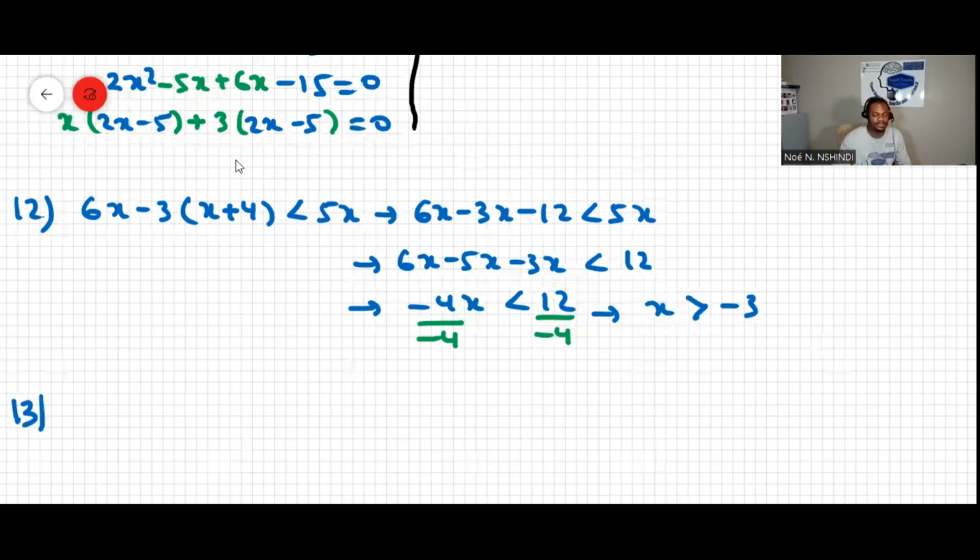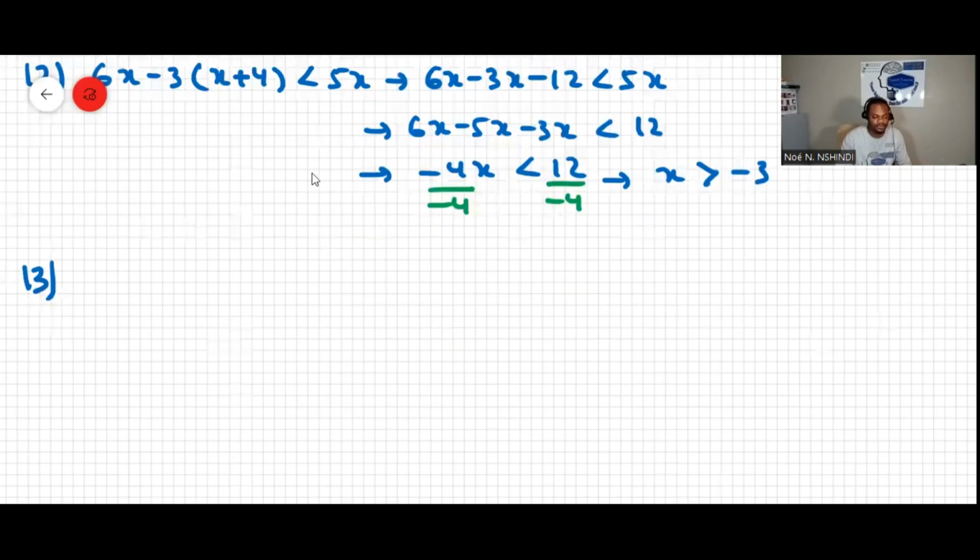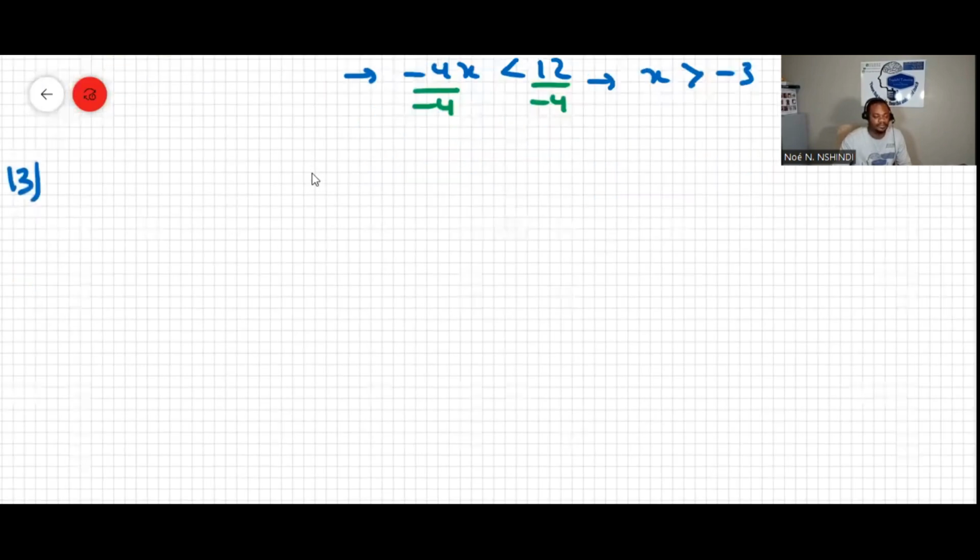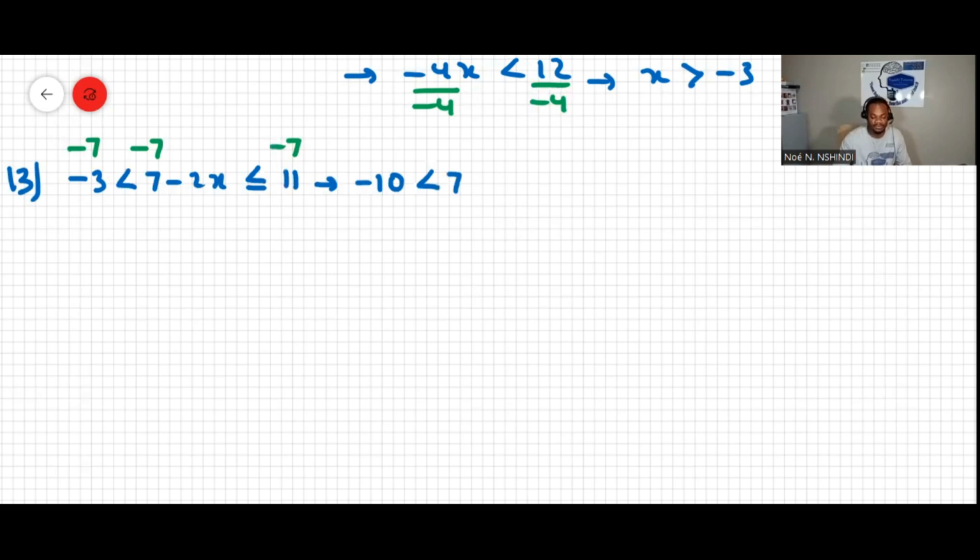Question 13. What you have here? Negative 3 less than 7 minus 2x, less than or equal to 11. So in this case, we need to get rid of the 7 between the inequality symbols. So I'll minus 7 here, and I'll minus 7 there, and also minus 7 over there. Then this will become negative 10 less than negative 2x, less than or equal to 4, because negative 7 plus 11 is 4.